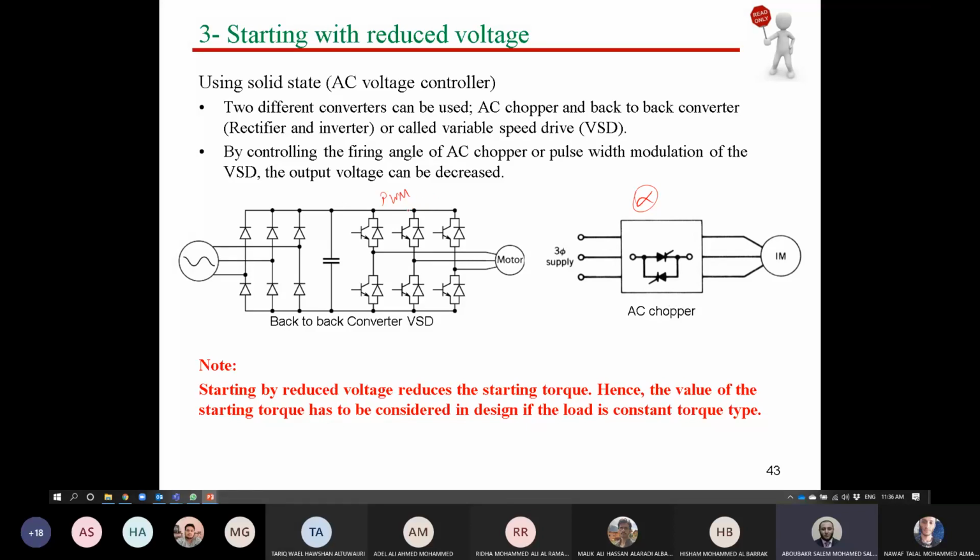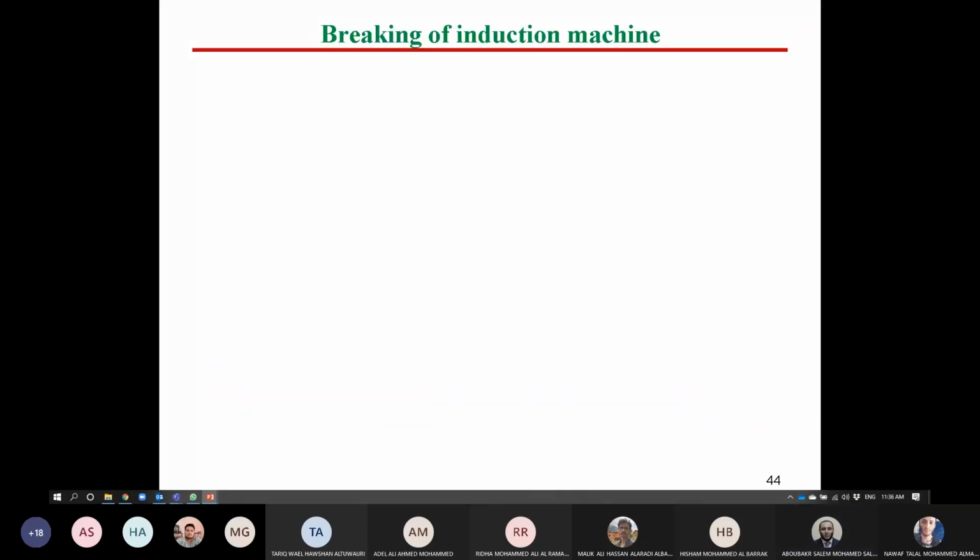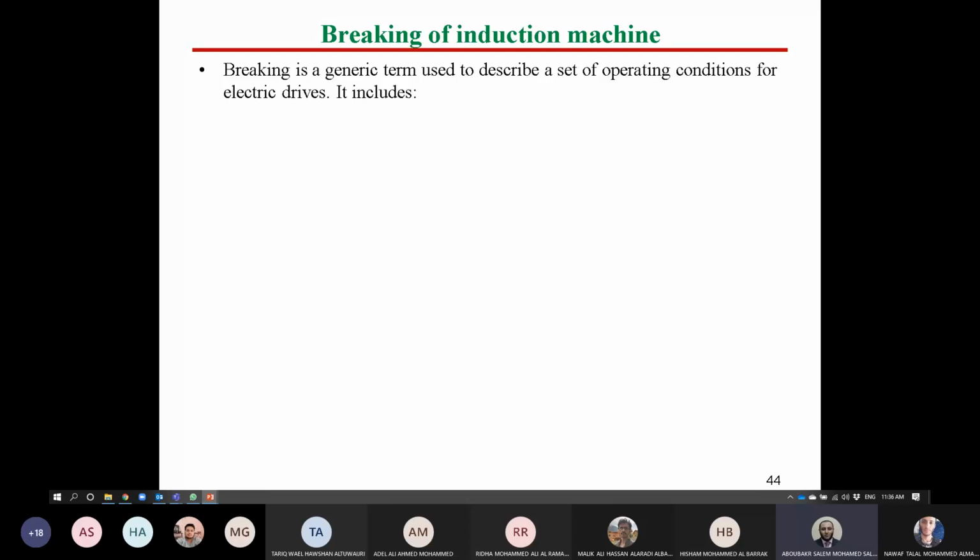Pulse width modulation can control the six-switch inverter in order to control the output voltage here. It can control V over F, or V and F separately. At starting, if you would like to control frequency as well, you can, in order to keep the starting torque high. However, if you keep V over F constant at starting, the starting current will not be affected. So we prefer to start using V only, and after that control the machine by V over F. So this is it regarding the starting.